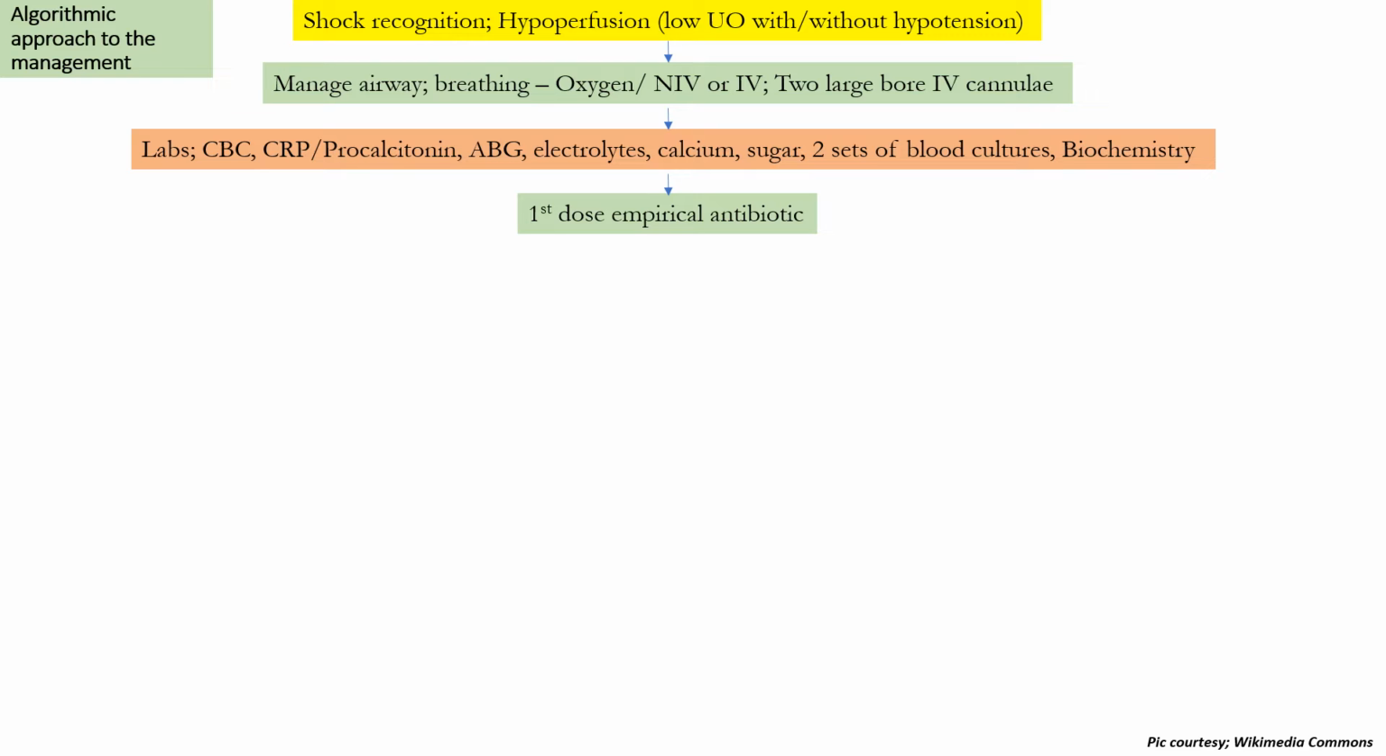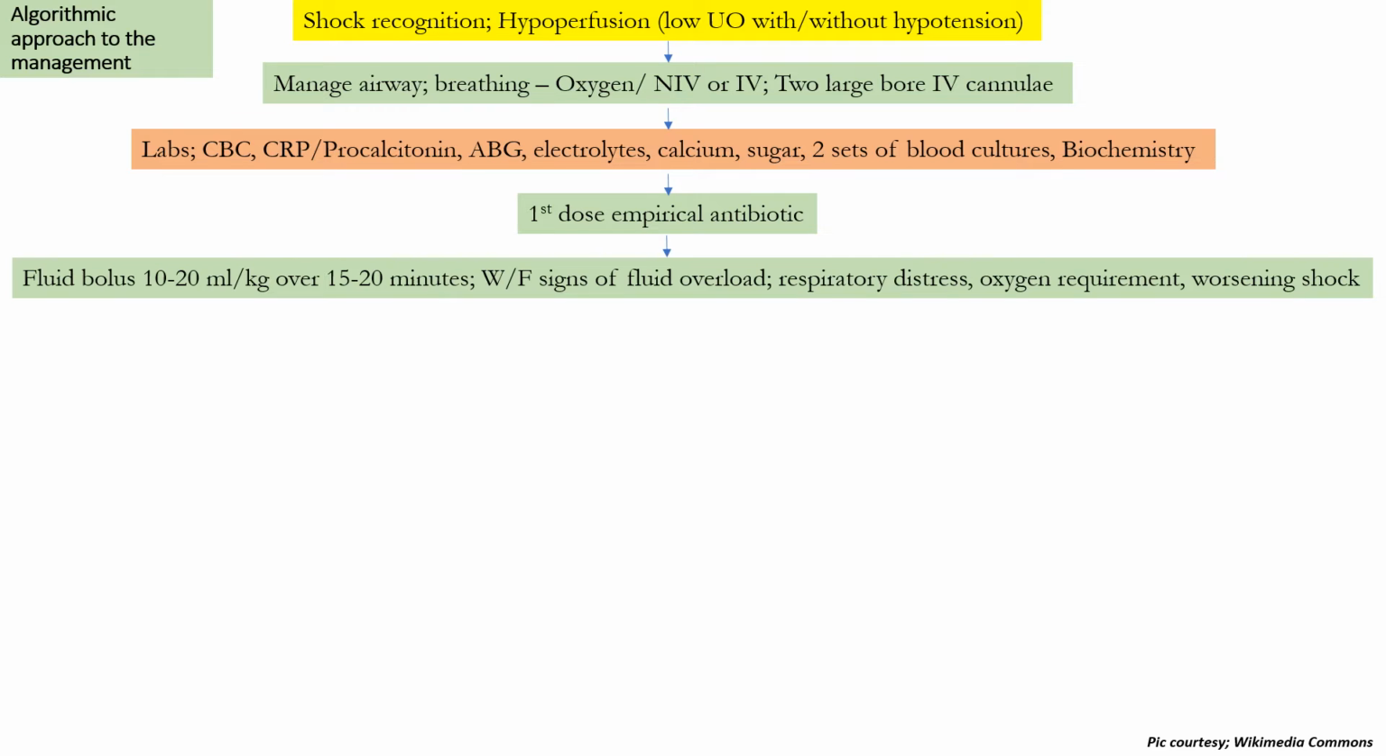We know that we have to do renal adjustment in patients with AKI. After this, you administer the first dose of empirical antibiotic, which has to be selected depending on the suspected infection, the site of infection, local epidemiology, etc. And you give fluid bolus 10 to 20 ml per kg over 15 to 20 minutes, keeping a close watch on signs of fluid overload, including respiratory distress, oxygen requirement, and worsening shock.